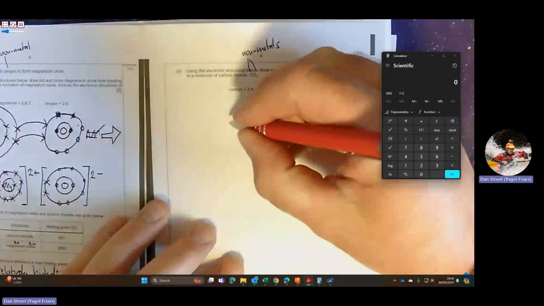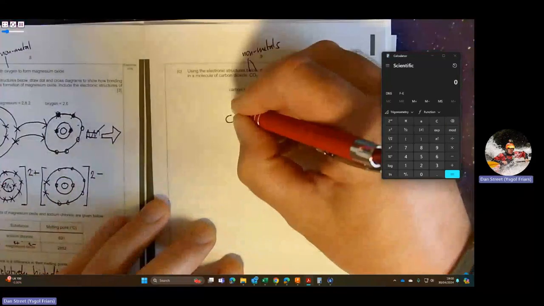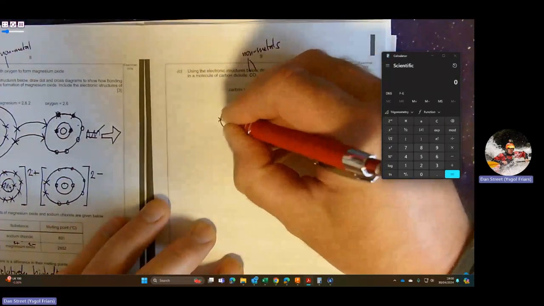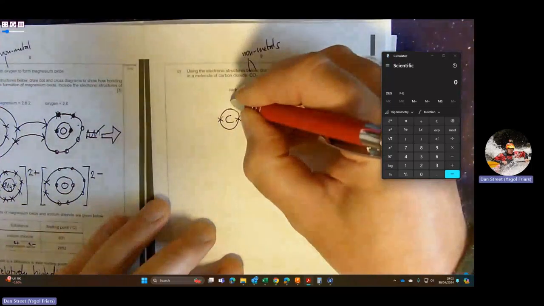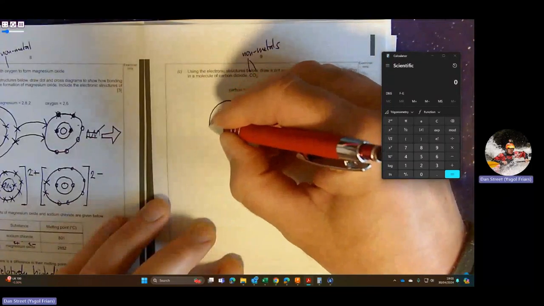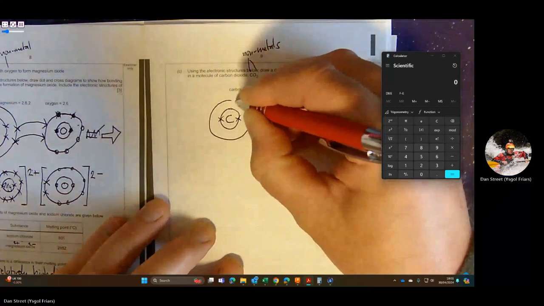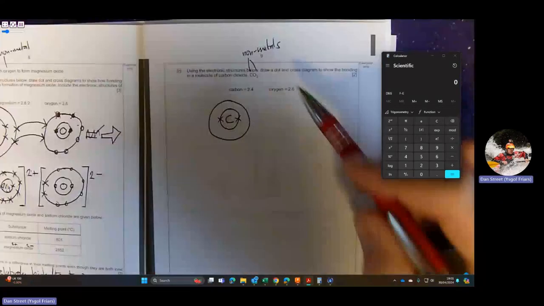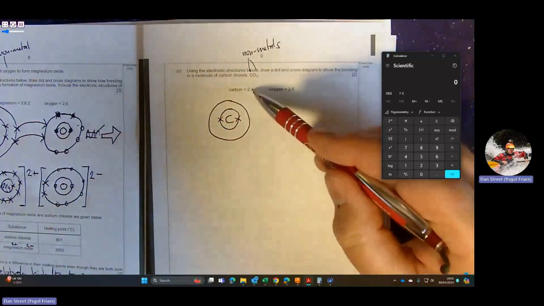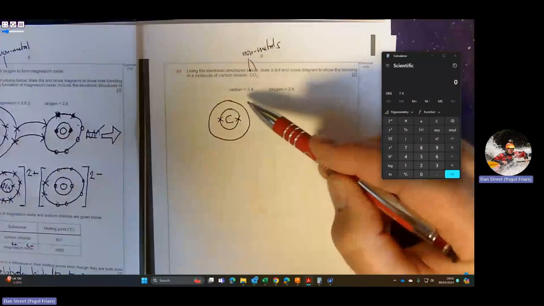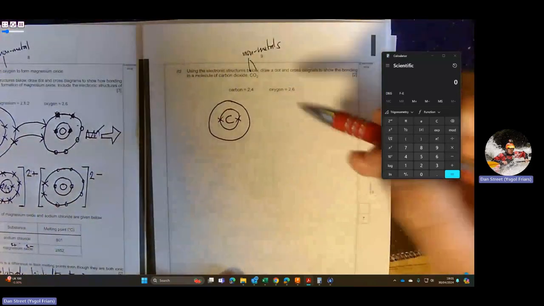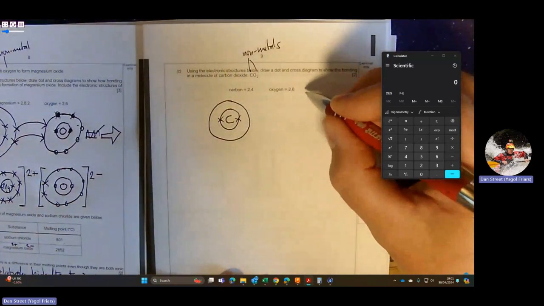So if we draw the carbon with its 2 electrons in the first shell, and then 4 electrons, I've drawn this slightly skew, but never mind, 4 electrons. Now, we're not going to draw the electrons just yet, because it will need another 4 electrons. It needs another 4 electrons to get a full outer shell. Oxygen needs another 2 electrons.